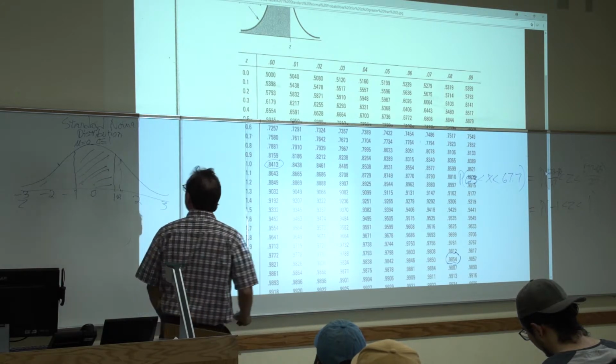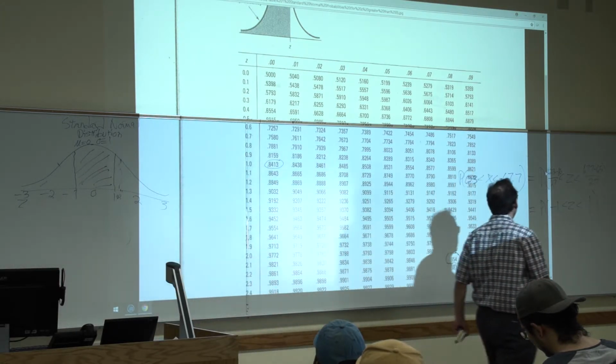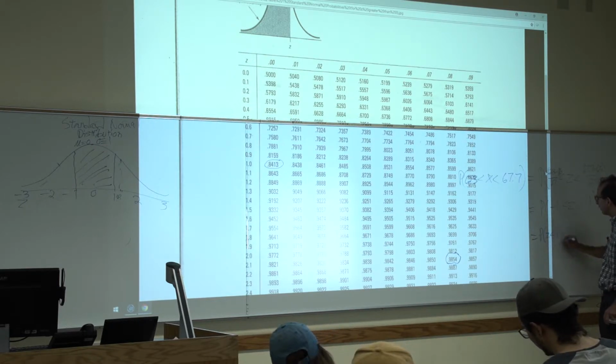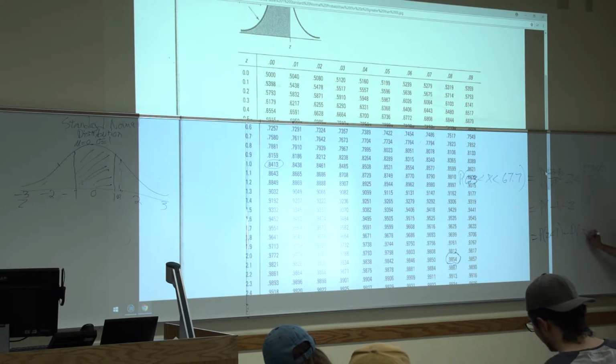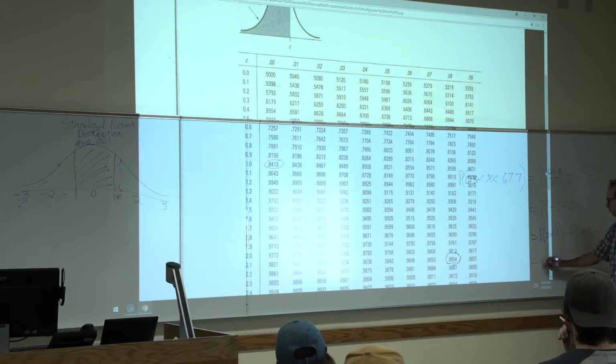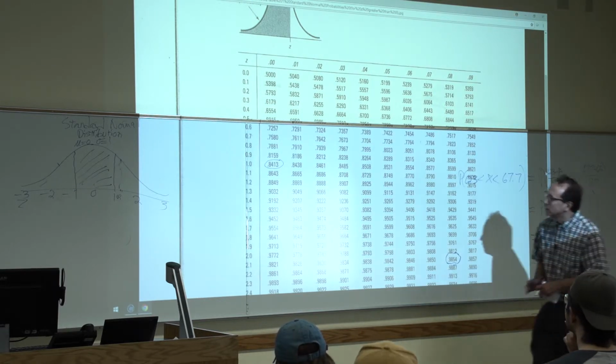0.8413, right? So to calculate this probability here, this is going to equal what? The probability that z is less than 1 minus the probability that z is less than negative 1. Does that make sense? Right here? So the area to the left of 1 is what? 0.8413. And then from that, we can subtract the area to the left of negative 1. And what is that?